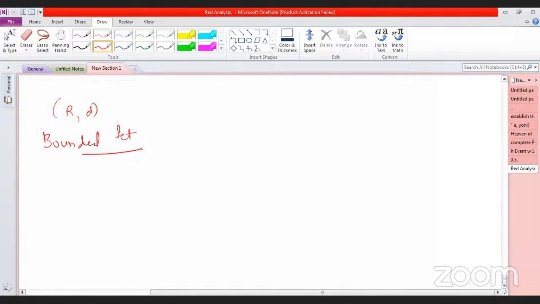Tell me, bounded set. Tell me what is the meaning of bounded set? General meaning of bounded set. Tell me. D is a metric space. Okay.